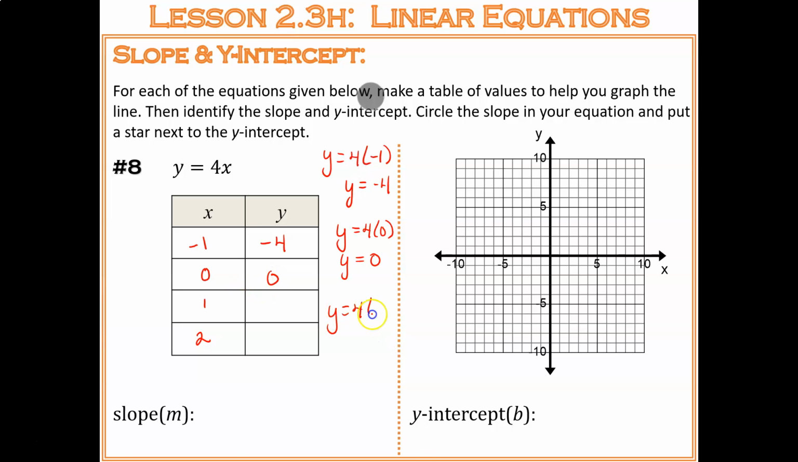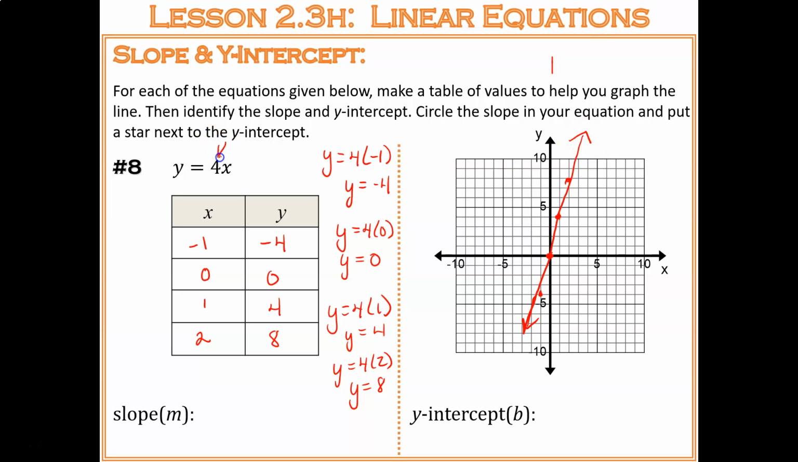y equals 4 times 1, which is 4. And then y equals 4 times 2, which is 8. So let's plot this and see what the line looks like. 0, 0 is our origin right there. There's no b because we started at the origin. 1, 4, 2, 8. Look at that. Yeah, I wish I had the ruler function that you guys have.